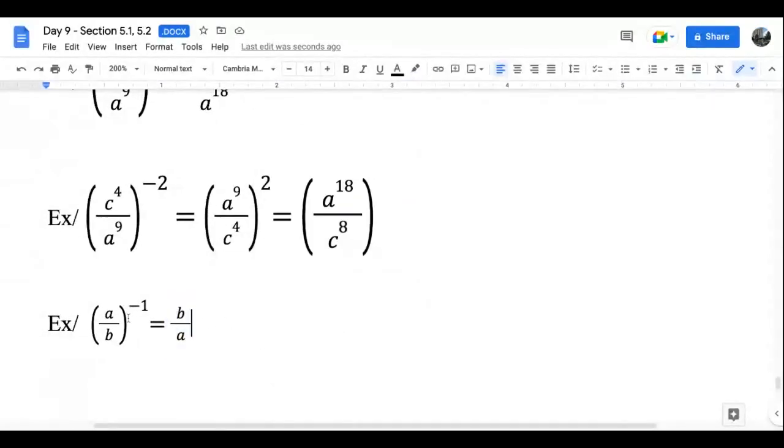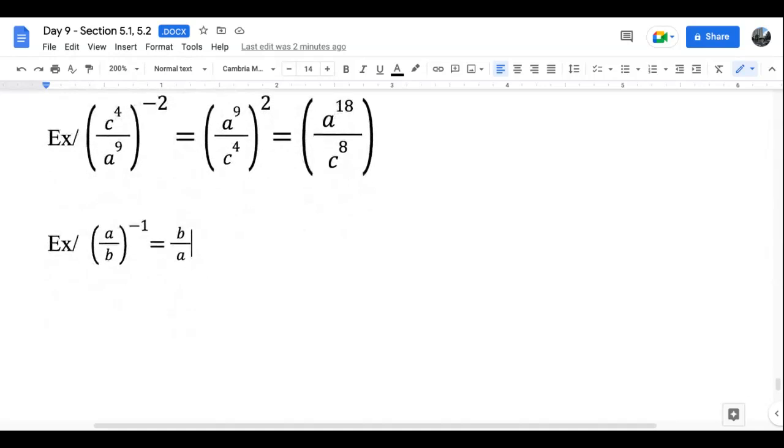So this one needs to be memorized, okay? A divided by b raised to -1. That means we just flip numerator and denominator. So we get b divided by a, raised to 1. Well, raised to 1, we just don't write the exponent 1. Anyone has any questions?